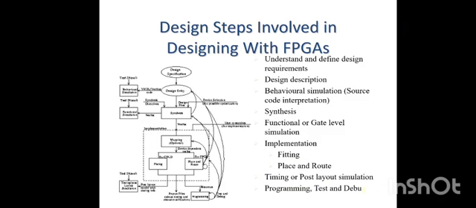Coming to the next part, design steps involved in designing FPGAs. First, understand and define design requirements. Next is design description. Third is behavioral simulation, and the next step is synthesis. Then functional or gate level simulation. Then implementation, that means fitting, place and route. The next step is timing or post layout simulation. The last step is programming and test.